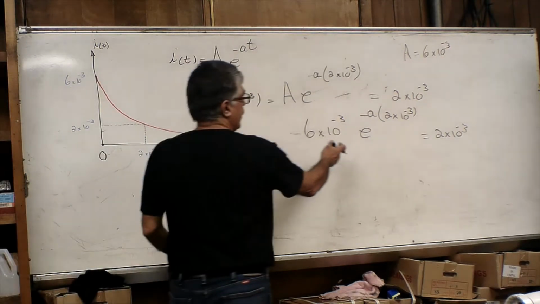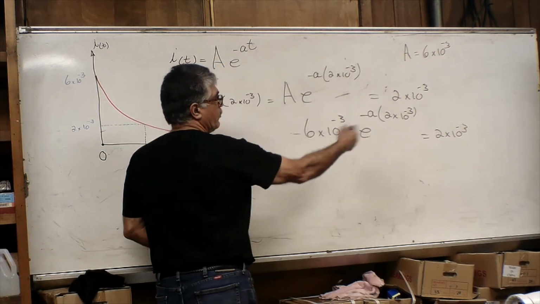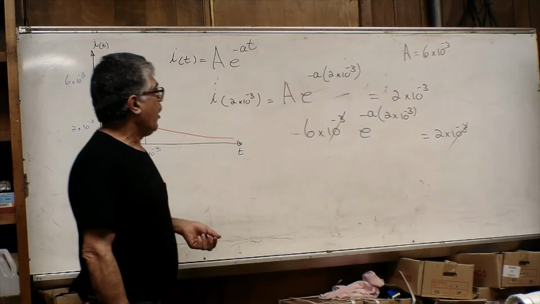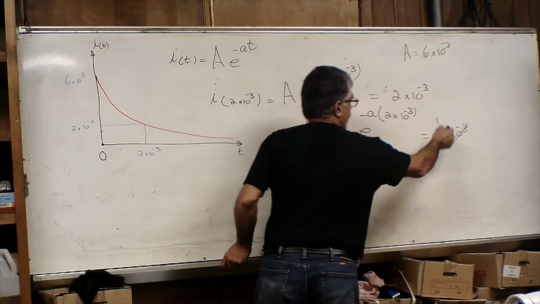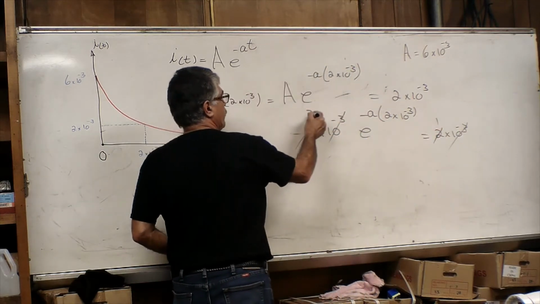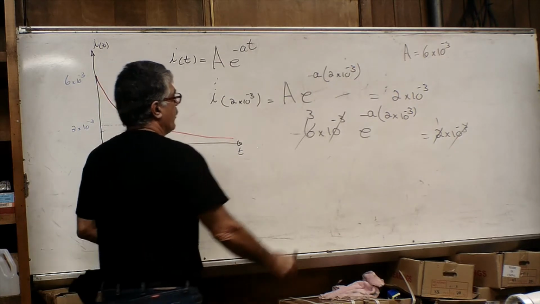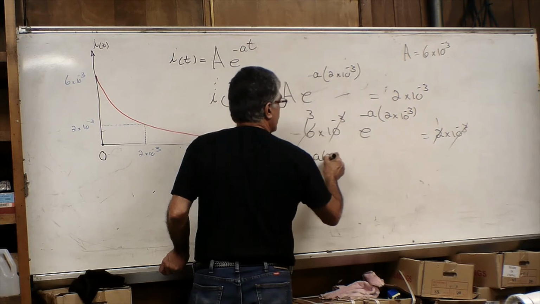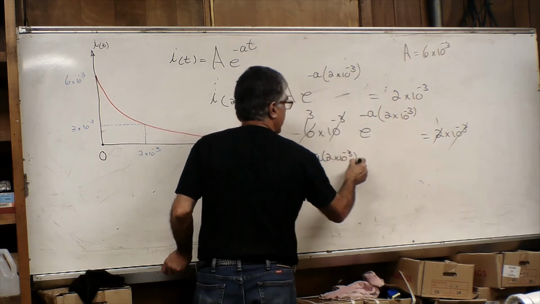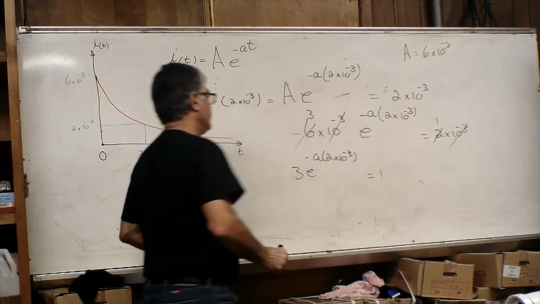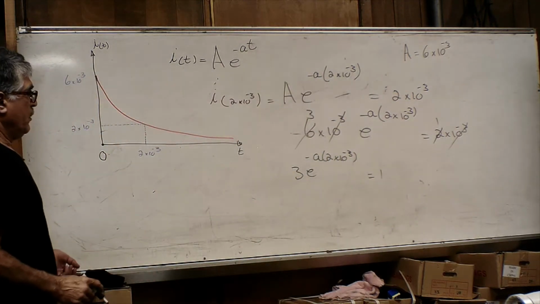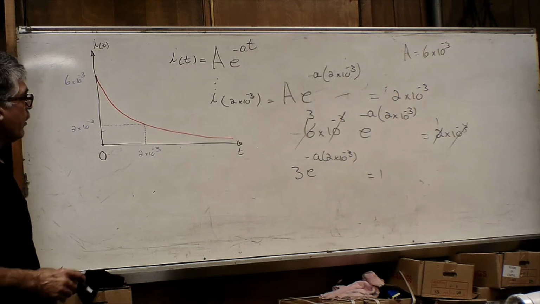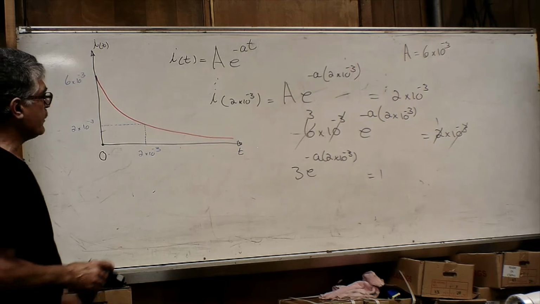Let's simplify that. On both sides of this equation, 10 to power minus 3 will cancel out. Also, we can simplify this: 2 divided by 2 is 1, 6 divided by 2 is 3. So we are going to have 3 e to power minus a times 2 times 10 to power minus 3 is equal to 1. Now, in order to solve for a, let's take the natural log of both sides of this equation.